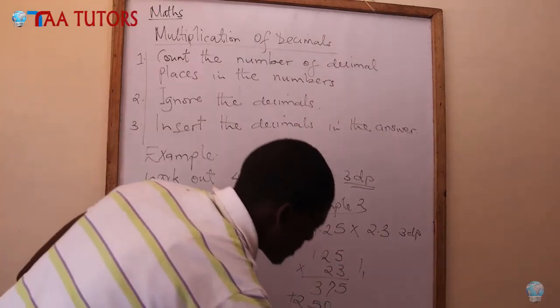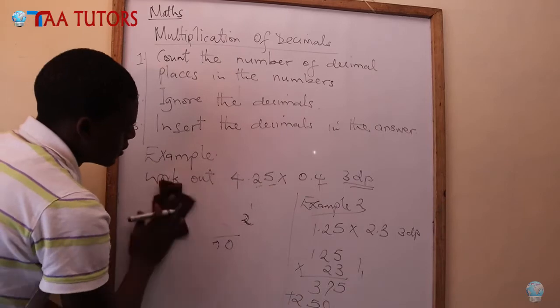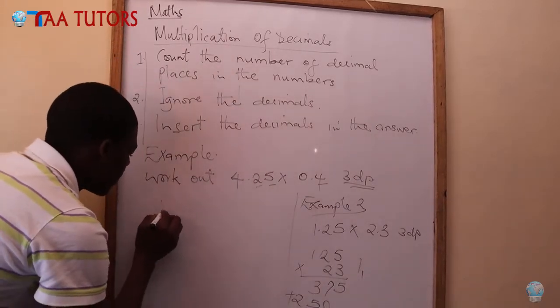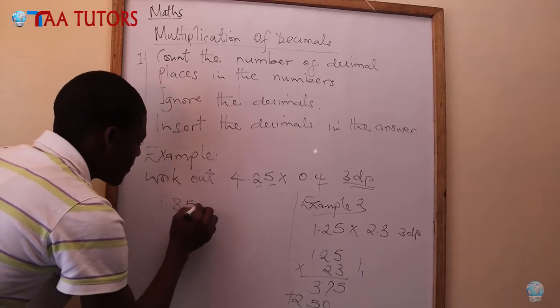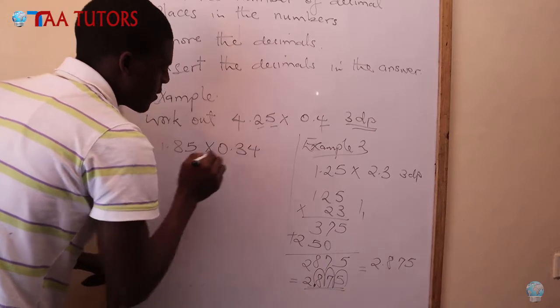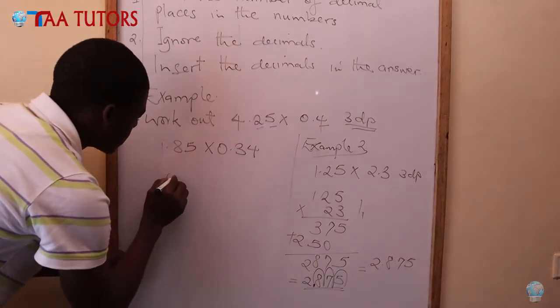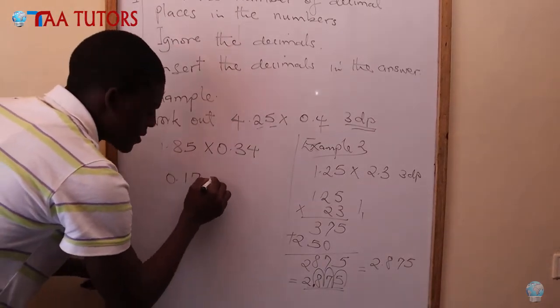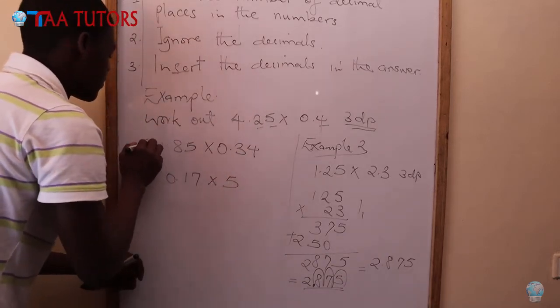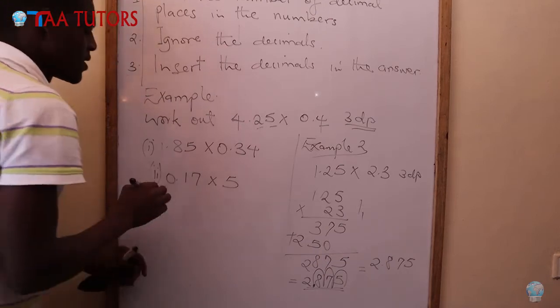You can try this: 1.85 times 0.34, then also 0.17 times 5. You can try the 2 at your own time.